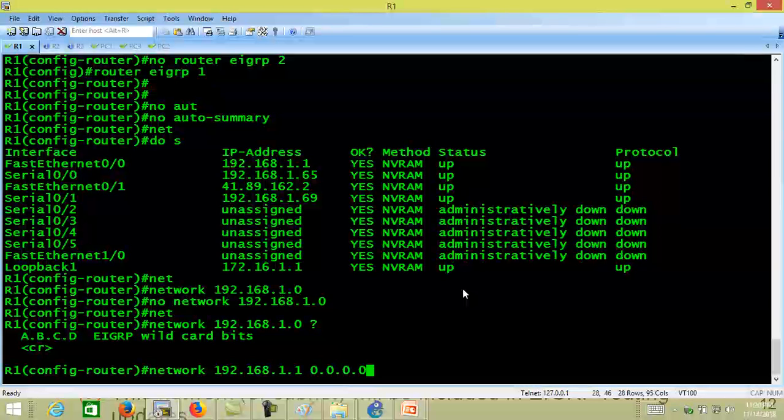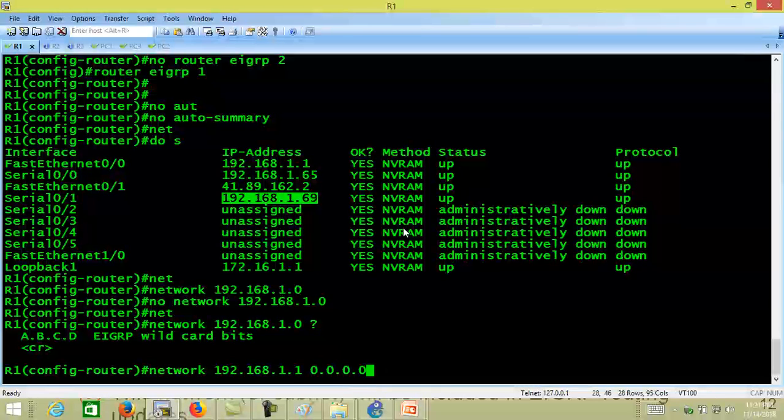Like you do .1, then you do 0.0.0.0, like that. So if you do it that way, where you have a 0, it means that this has to exactly match. Where you have a 0, it is specific, so that one has to match. So in that case, if I hit enter, EIGRP will run specifically on this interface. So you can be that granular. You choose which interfaces you want.